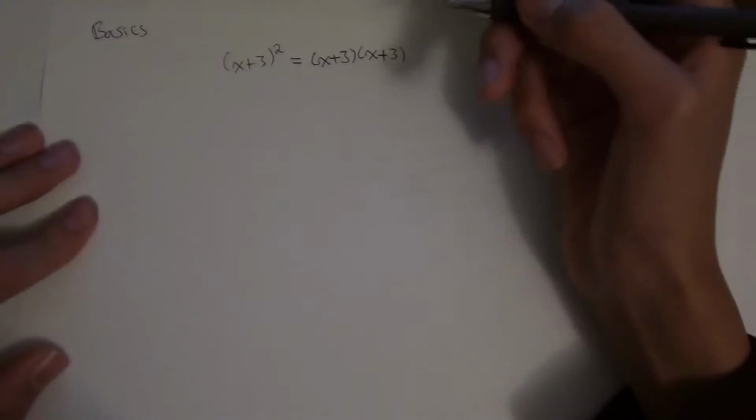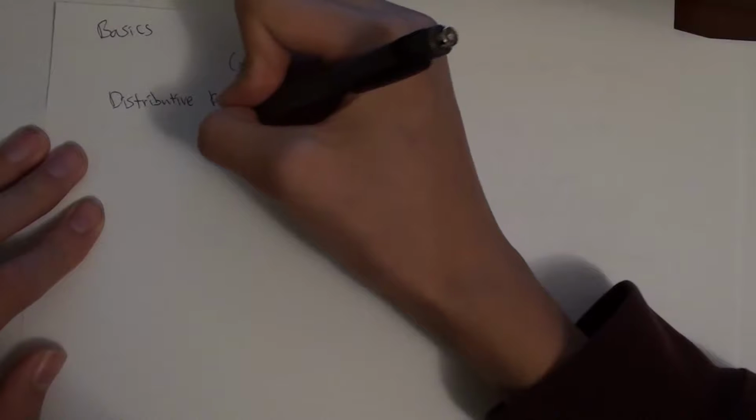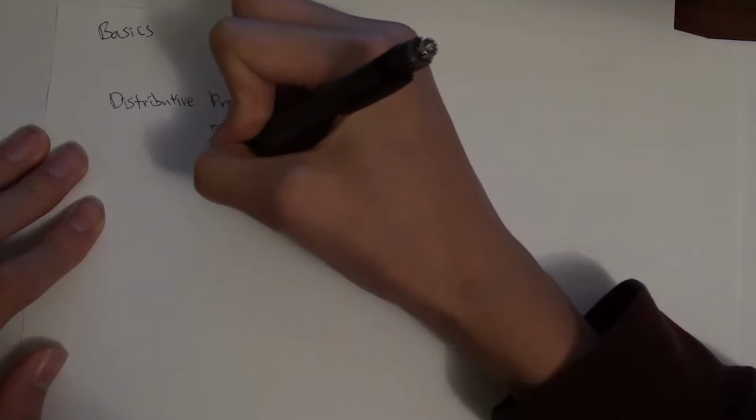Most of the time people like to expand this even more by using something called the distributive property. And how this distributive property works is there's an acronym that you would use, and it's called FOIL.